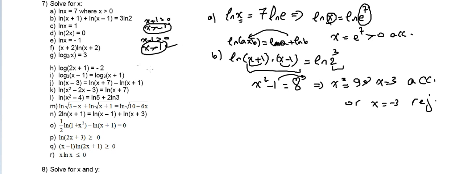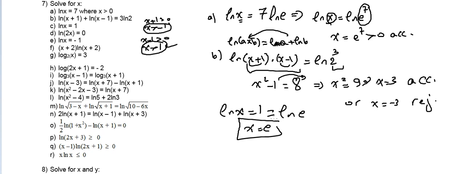What is ln x equal 1? This is very simple. Ln x equal 1, x should be positive. And what is 1? This is ln e, so x equal directly to e. And it is an accepted value.